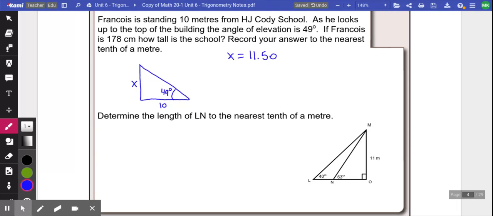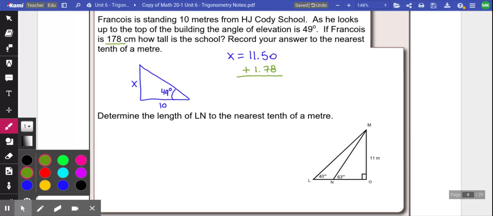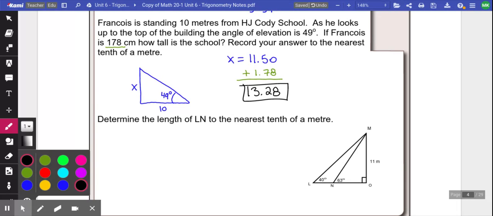And then to actually get the proper answer, because that isn't the height of H.J. Cody, you'd have to add the height of Francois, which is 1.78 meters. And that would give you your total answer, which is 13.28. You'll have to do the math on that to figure that out. The 1.78 is the height of Francois because technically this is the top of Francois's head, so you'd have to add this missing gap of 1.78.